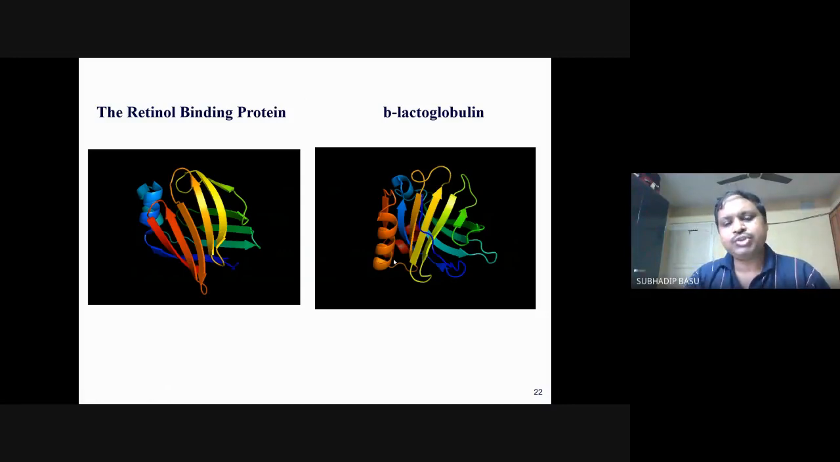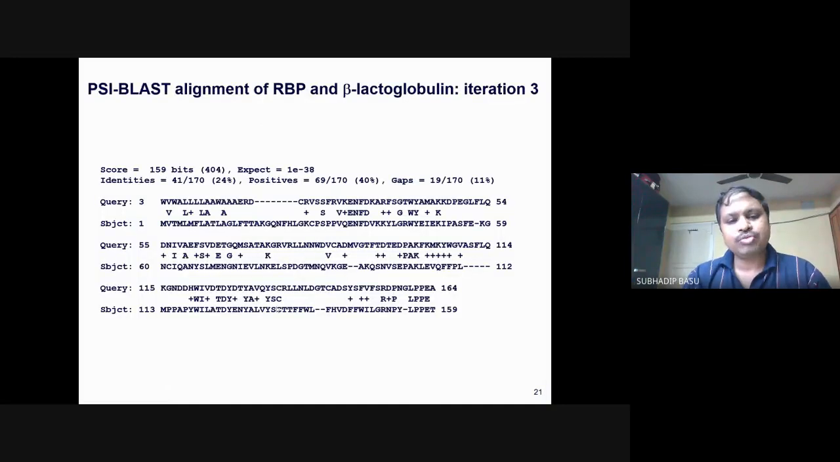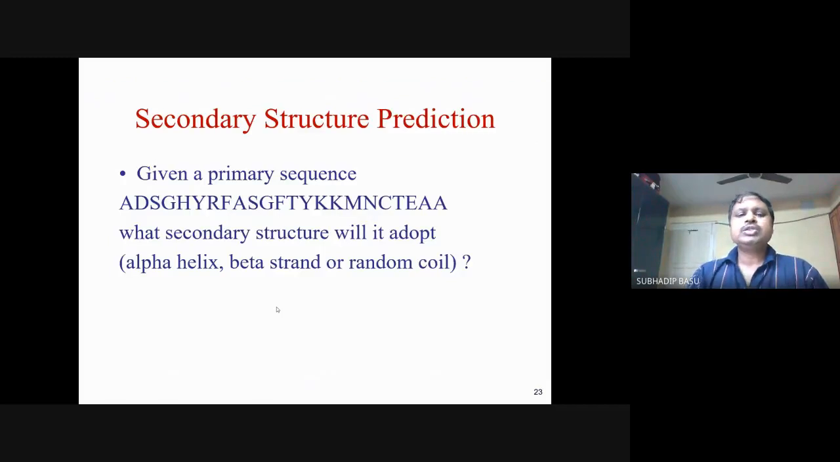at least the visual alignment says that there is a strong helix, and there is a beta sheet here and another set of beta sheets there. So they have a very similar structure, even if they have very diverse sequence information.